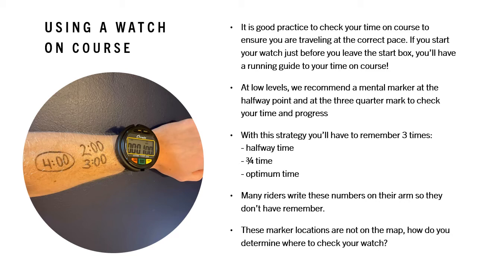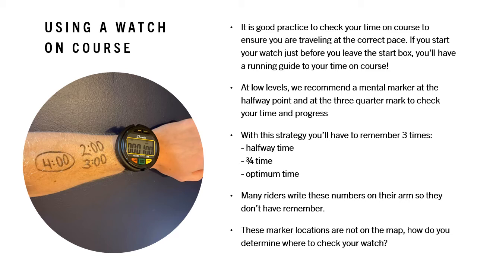And then at the low levels, we recommend markers at the halfway point and then also at the 3/4 point. Lots of riders write those numbers on their arm so that they don't have to remember. This is assistant coach Stefan in the picture, so that's our champion watch that we use for timing. And then you can see he used my pre-entry example. So he has optimum time 4 minutes circled. That's his big important target that he's trying to hit.